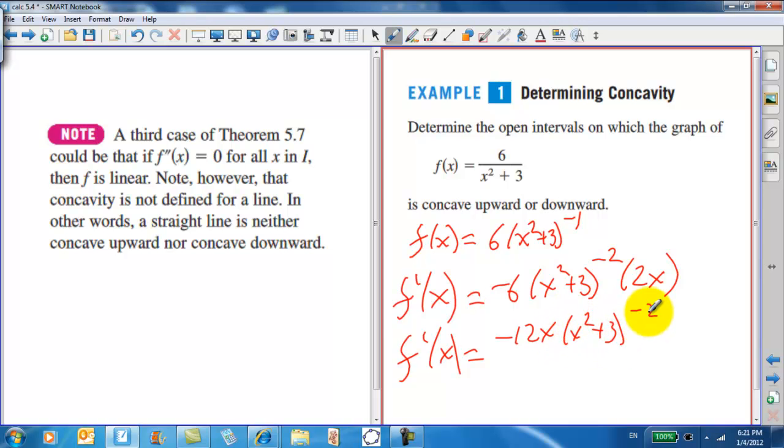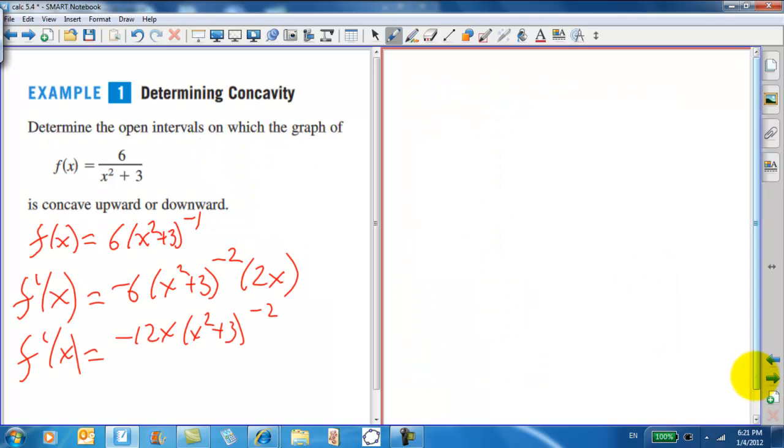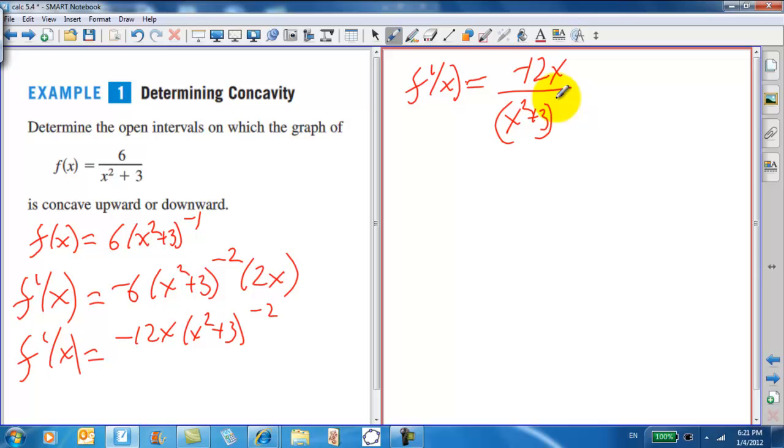Now this is where the second derivative would probably be kind of handy to do on the calculator. But let's just practice doing it by hand here. I'm going to shift to the quotient rule and write this as negative 12x over (x squared plus 3) squared.